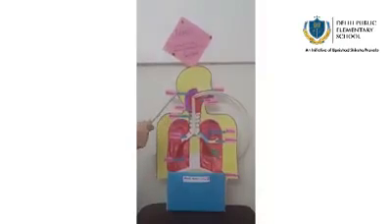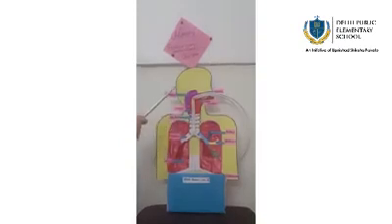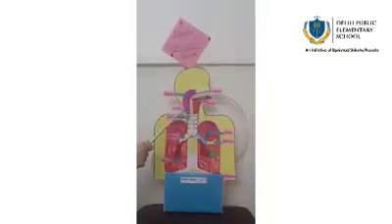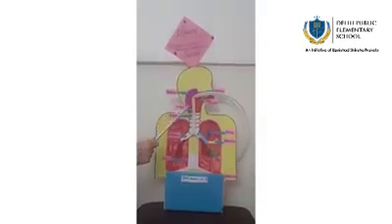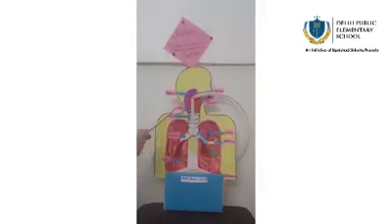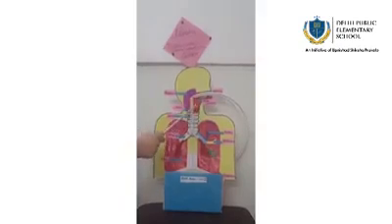Third, pharynx. The pharynx is the part of the throat that is behind the mouth and the nasal cavity, and it is above the esophagus and the larynx. Fourth, larynx. It is often called the Adam's apple, more prominent in men than women. A cartilaginous box that helps in sound production, hence called the sound box.